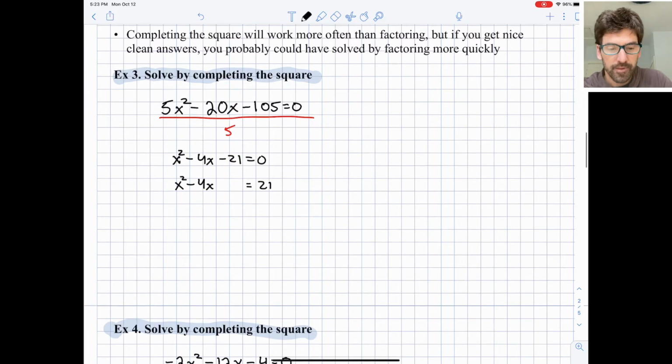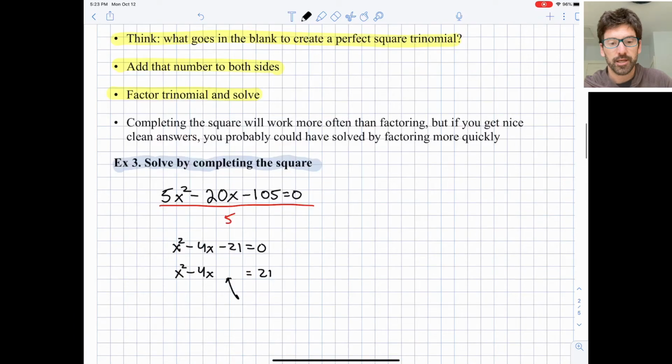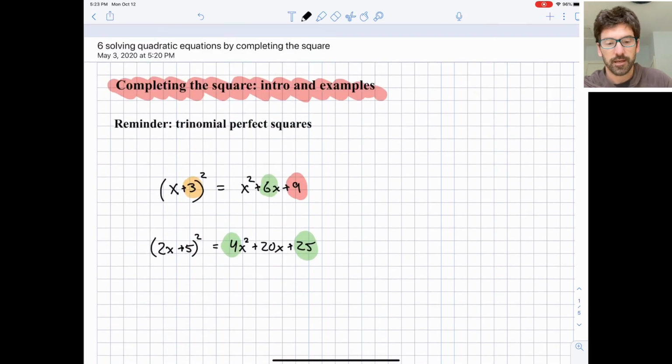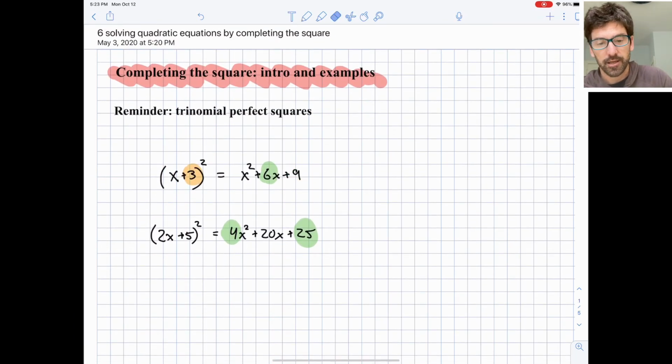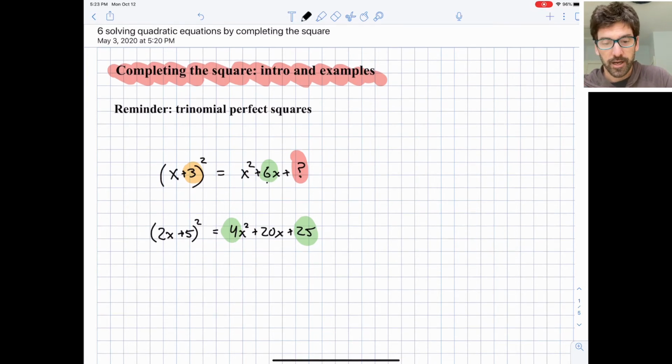Okay, and now I'm thinking, what do I wish that value to be to make the left-hand side of my equation a perfect square? So looking back up here at the very beginning, it's analogous to thinking, what do I wish was in that blank right there to make that expression on the right a perfect square? And I am going to divide that 6 by 2 to get this 3, and then square it to get a 9.